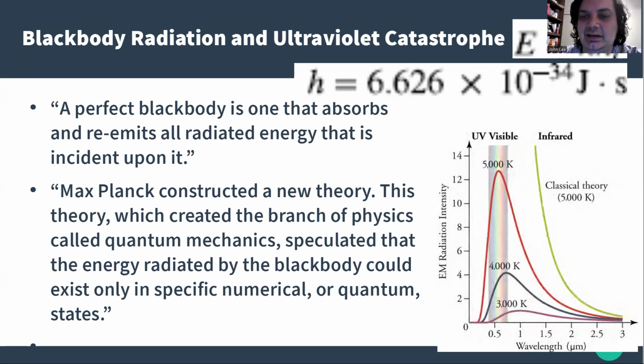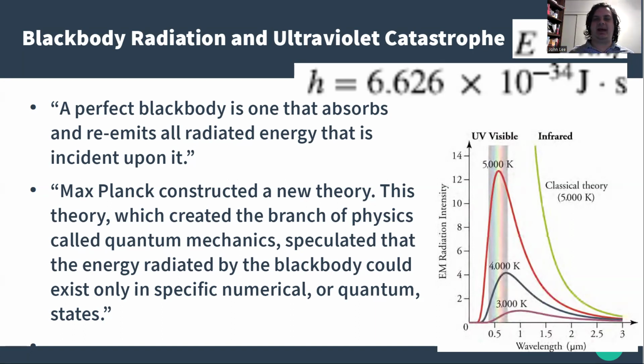is that you were seeing these distributions of intensity versus wavelength for different temperatures. So 3000 Kelvin, 4000 Kelvin, and 5000 Kelvin are given in this diagram. So 5000 Kelvin is around the temperature of the sun.